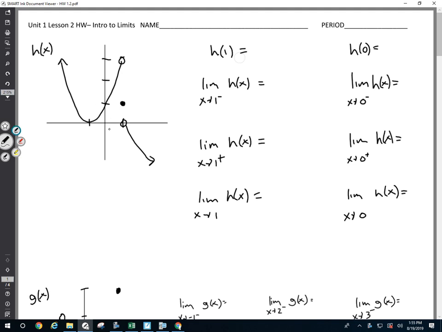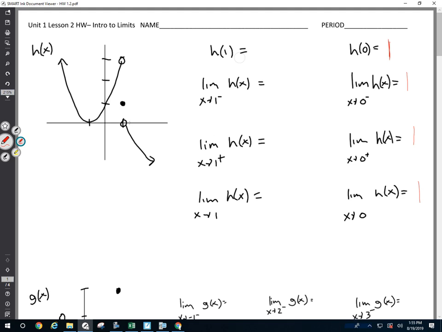So if I look at the input x equals 0, I have a function value at 1. And this was a situation where I have a function value and I'm approaching said function value. This is one of my boring situations where everything aligns, okay? So if I look to the left of 0, I'm obviously very, very close to 1. If I look to the right of 0, I'm right up here getting closer and closer to this y-coordinate 1, which means the limit exists. The limit and the function value agree with each other.